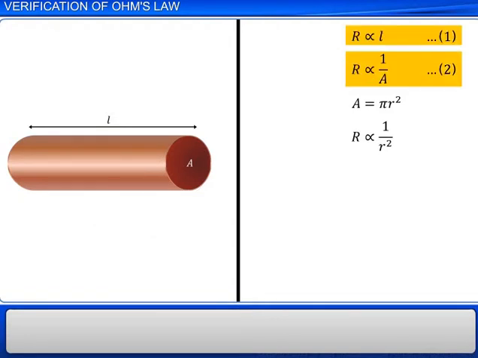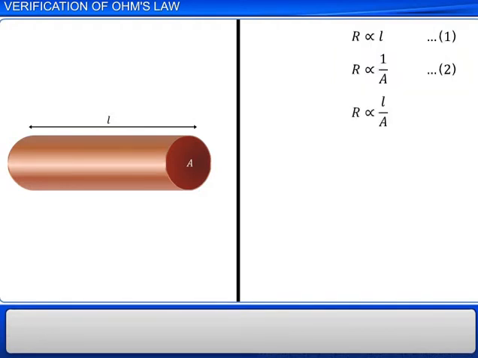Combining equations 1 and 2, we get R is proportional to L by A. Replacing the proportionality symbol, we use a constant ρ, which represents the resistivity or specific resistance of the conductor. Now, we have R is equal to ρL by A. Let this be equation 3. From equation 3, we get ρ is equal to RA by L.